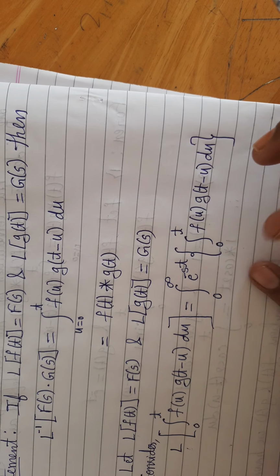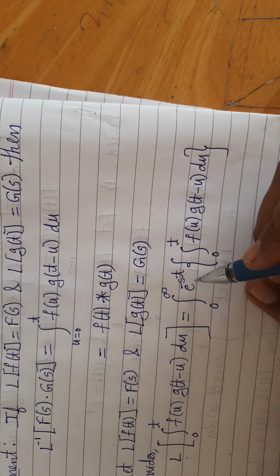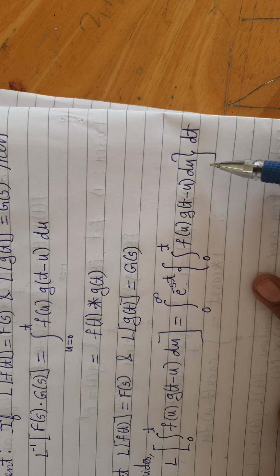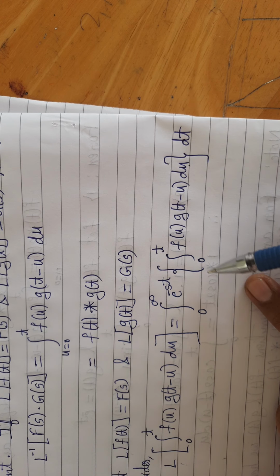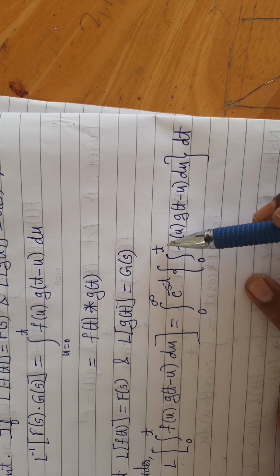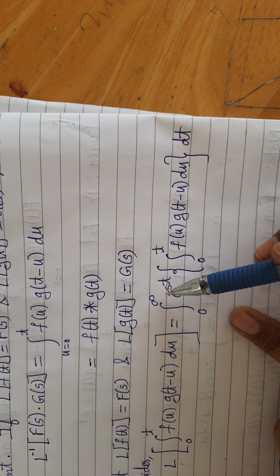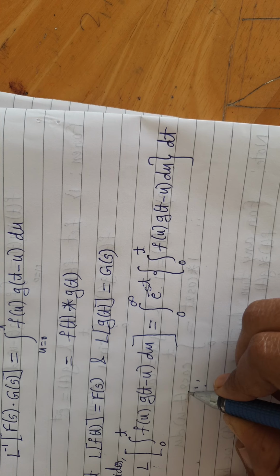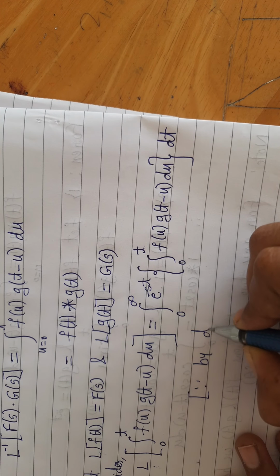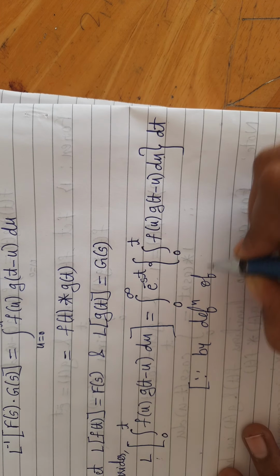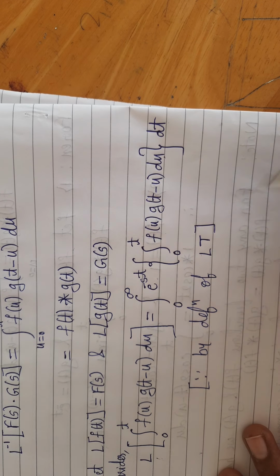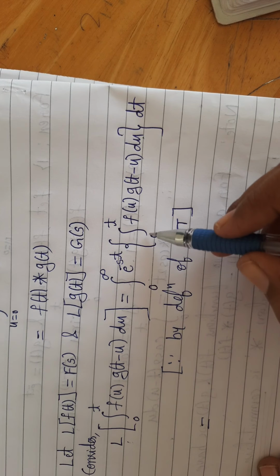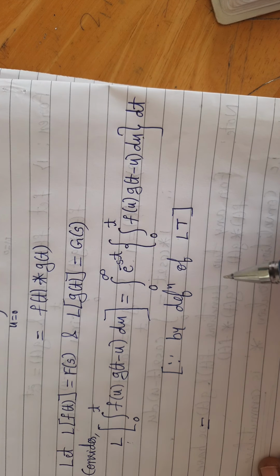Complete this bracket. This is f of t, and here e to the power minus st into this term should be dt. So we have two variables. With respect to u we have integration from 0 to t, and with respect to t we have integration from 0 to infinity. I will mention here, since by definition of Laplace transform. So next, that is equal to, I will write first these two integrals. I will take this term inside this integral.